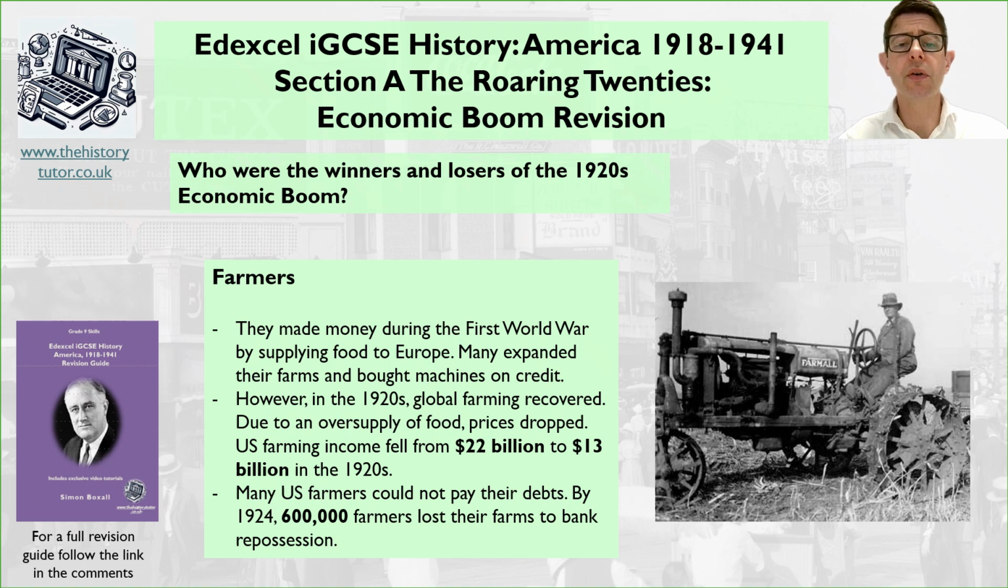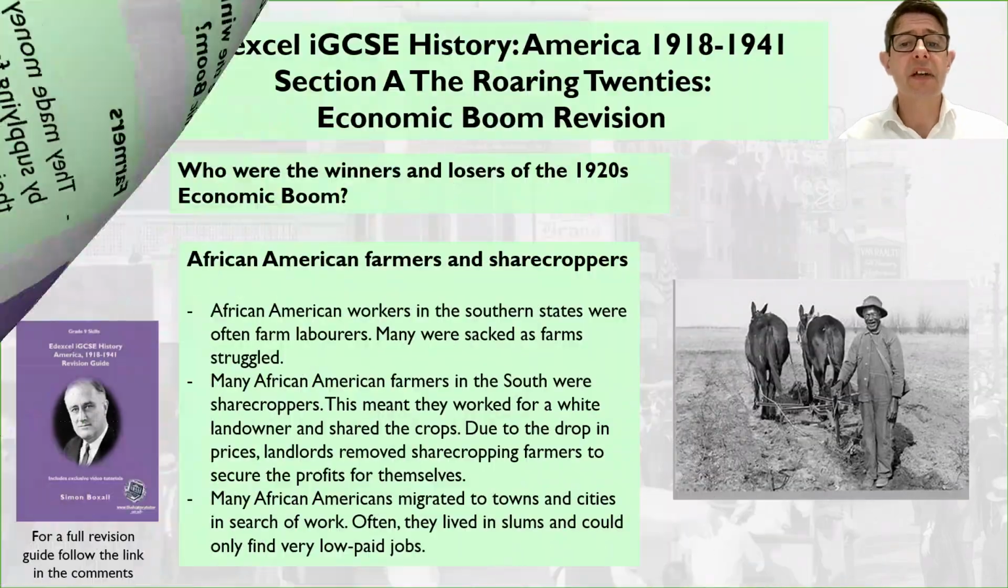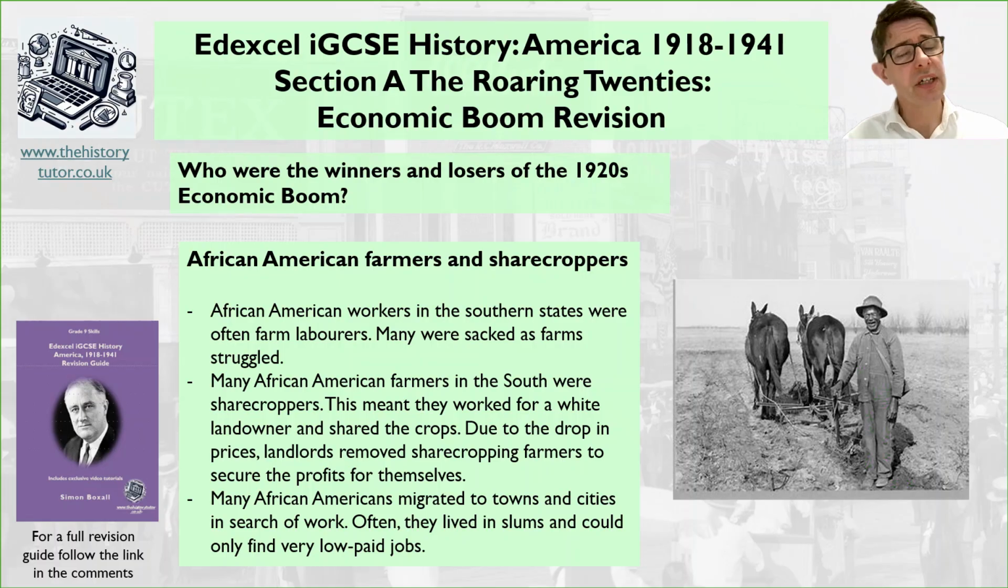Many US farmers could not afford to pay their debts. They'd bought this expensive equipment and expanded their farms. So by 1924, 600,000 farmers lost their farms to bank debt. They couldn't pay their loans. Within that farming group, we can drill down even further. We can start to analyse a little bit more. We can see that African American farmers and sharecroppers are more badly affected than others.